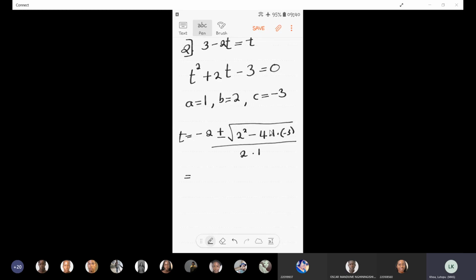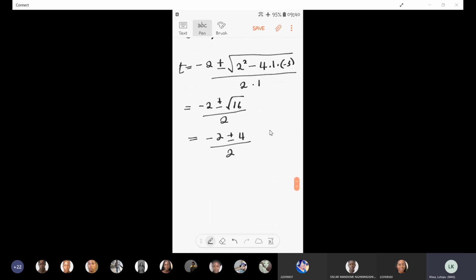Okay, simplifying this, we get -2 plus or minus the square root of 2 squared, which is 4, minus 4 times -3, which is 12. So I have 4 plus 12, that is 16. And then this is divided by 2. So this is -2 plus or minus 4 over 2.